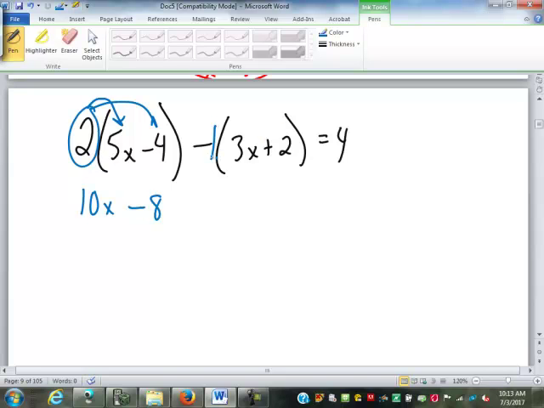It's a negative 1, yes. Negative 1 times 3x, negative 3x, and a negative 1 times 2, negative 2. And that all still equals 4.